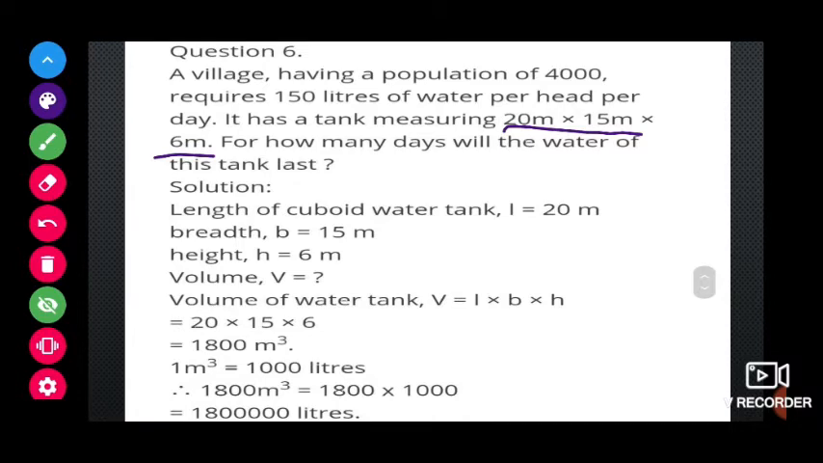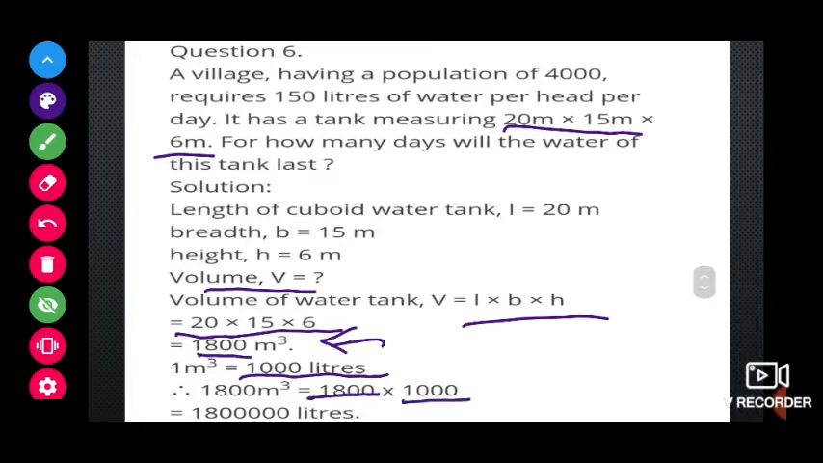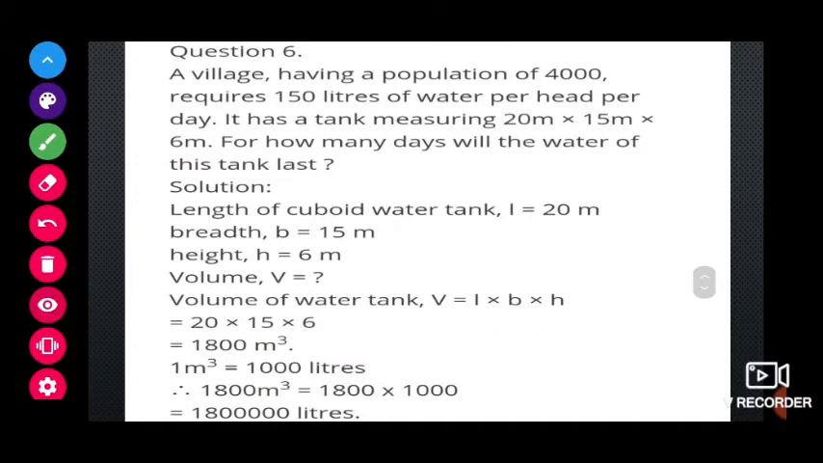To find how much water it can hold, first take the volume. V is equal to length into breadth into height, that is 20 into 15 into 6, 1800 meter cube. As we know already, 1 meter cube is equal to 1000 liters. So 1800 into 1000, we will get 18 lakh liters. Now, with 18 lakh liters, how many days will it last for the village? One day they need 150 liters per head.